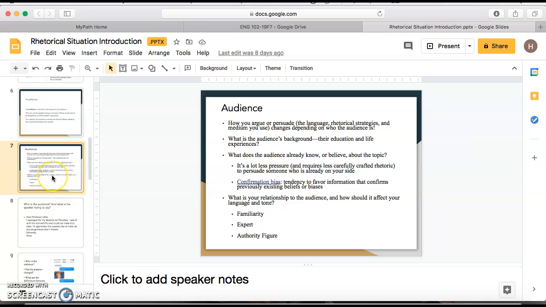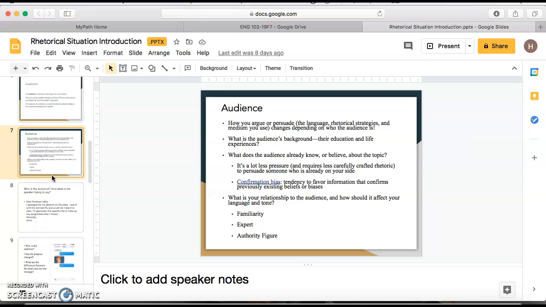So you want to think also about what the audience already knows or believes about the topic. It's a lot less difficult to convince people who are already kind of on your side than people who are already set against you. And we've also all got something called confirmation bias. So we've got a tendency to favor information that confirms what we already believe. And so that plays into how much you're going to have to argue and how much the burden of proof is on you when you're giving a speech or trying to convince someone of something.